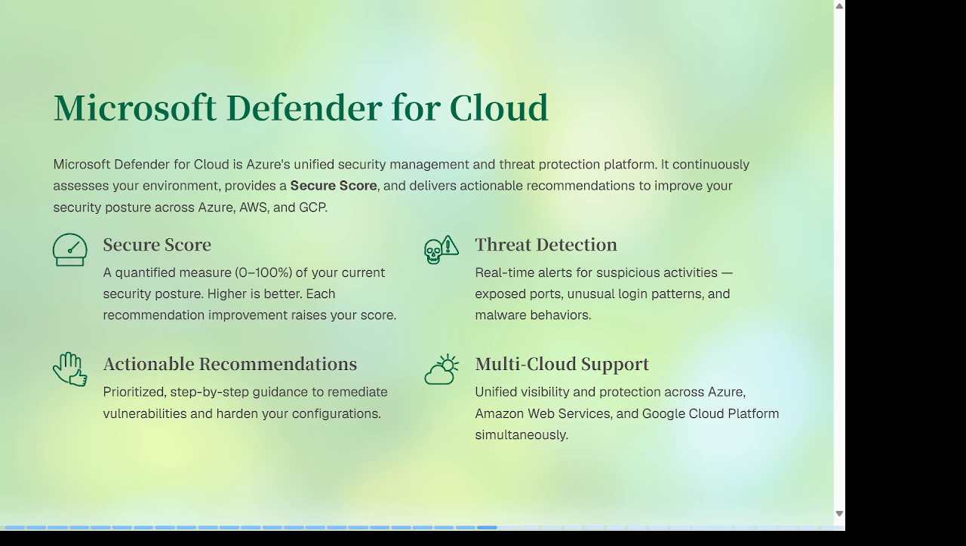Multi-cloud support. Now let's look at something very important for enterprise environments. Microsoft Defender for Cloud is not limited to Azure. It also provides security visibility for Amazon Web Services, Google Cloud Platform. So organizations can manage security across multiple cloud providers from a single dashboard. This gives a unified security view across all cloud environments.